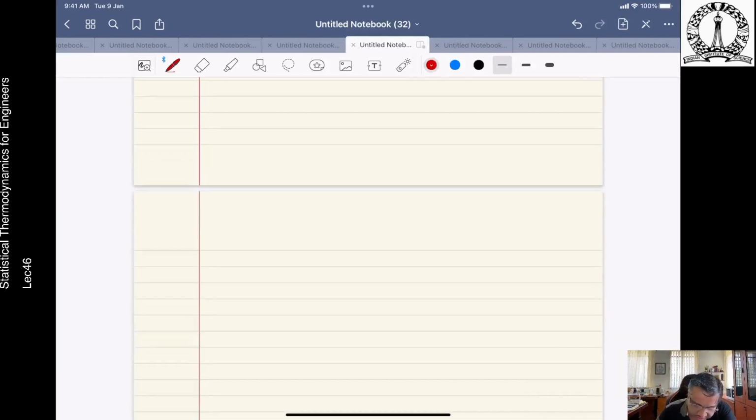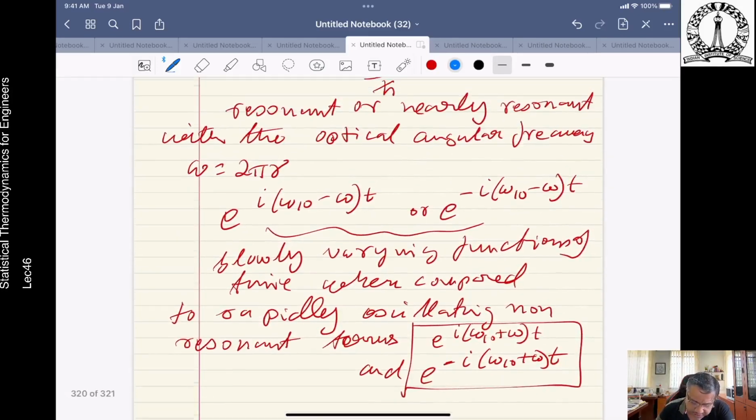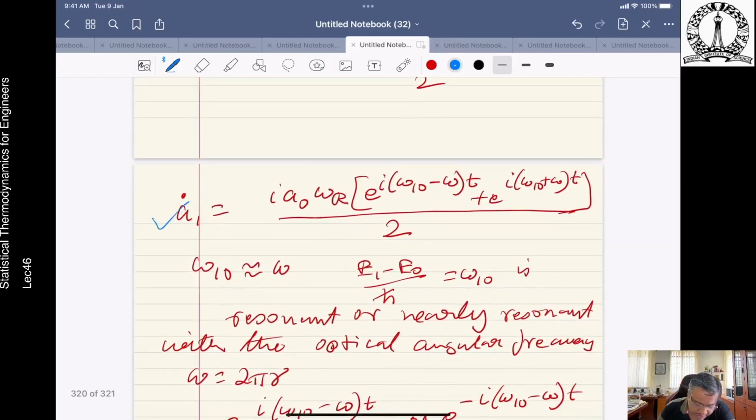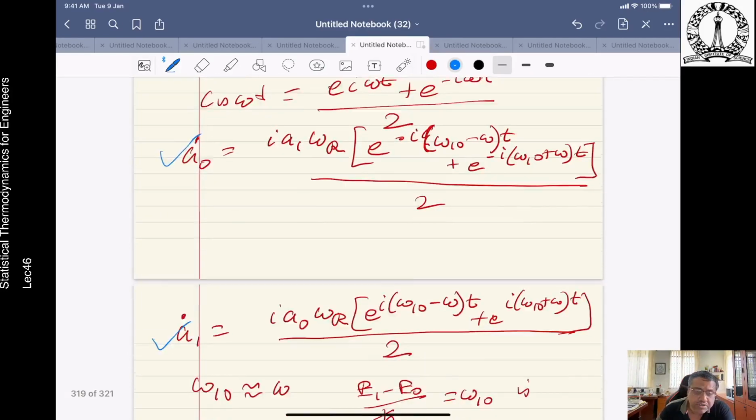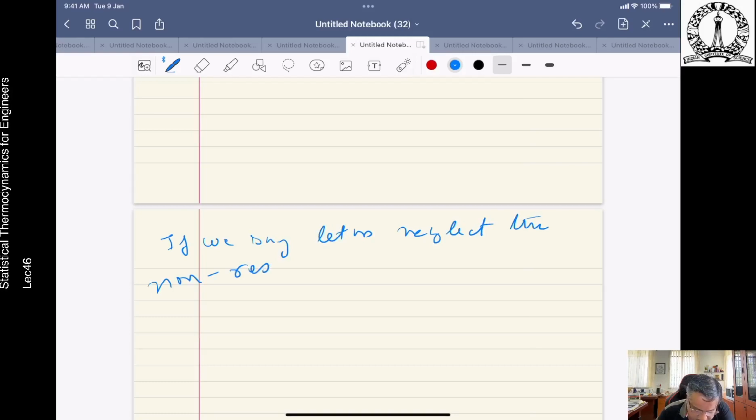Now, as you can see over here, if we look at the expressions that we wrote for A1 dot and A naught dot, it is seen that we can neglect the non-resonant higher frequency terms, as their effects essentially average to zero because they are rapidly oscillating functions of time.